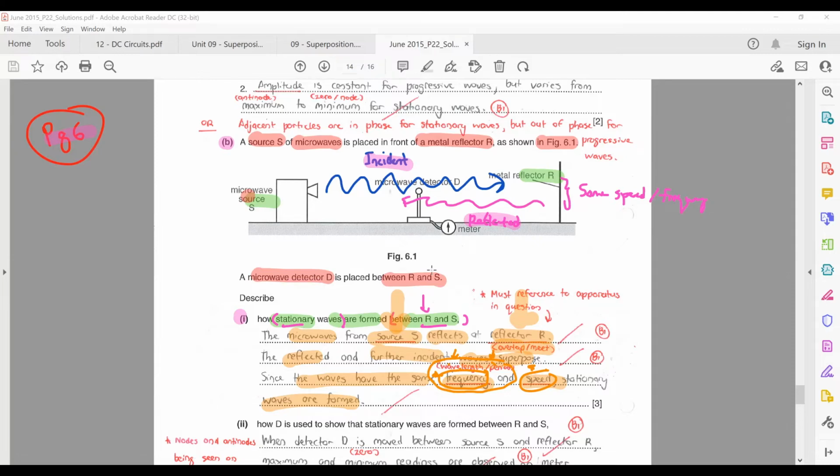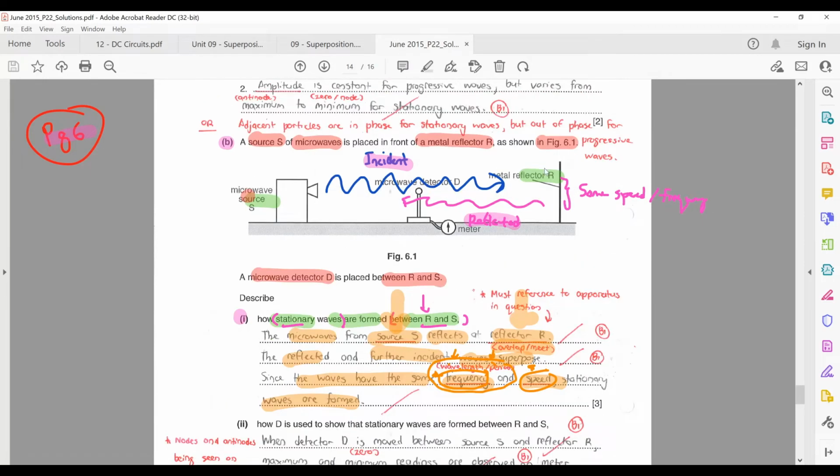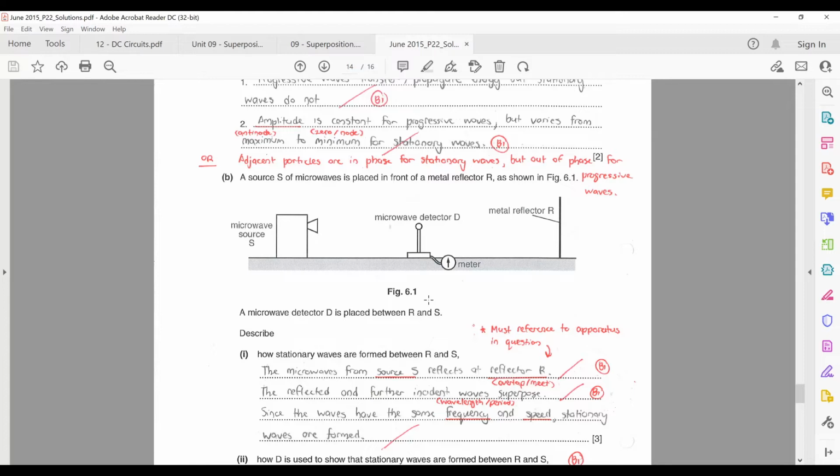Then the next thing they'll ask you is how D is used to show that stationary waves are formed between R and S. Okay, so let's just say, for example, if you have formation of stationary waves between those 2 points, it could look like this. All right, it could look something like this. Just bear with me for a while. Okay, it can look something like this. It shows you something like a snapshot of the stationary wave that is formed.